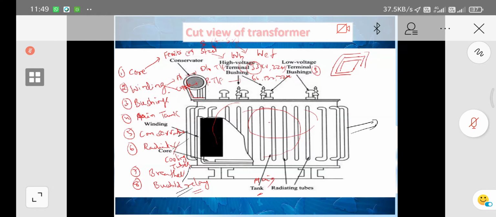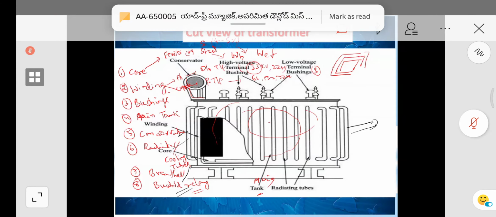The conservator means, so this main tank is where the oil level is filled. The conservator tank is provided for expansion of oil, through some pipes here, like cooling tubes which are cooling that oil.